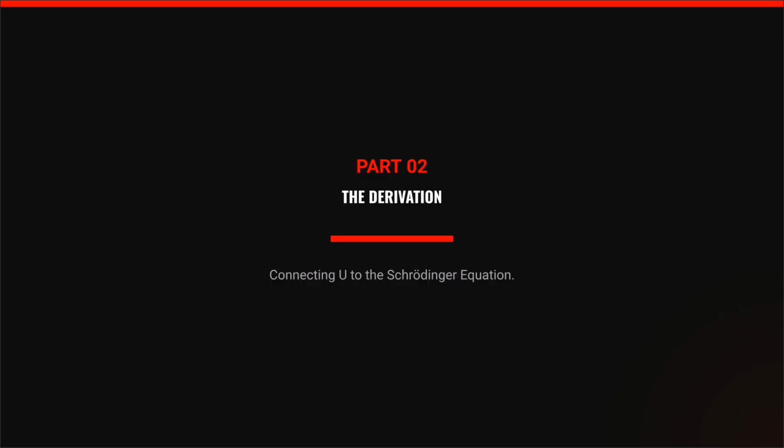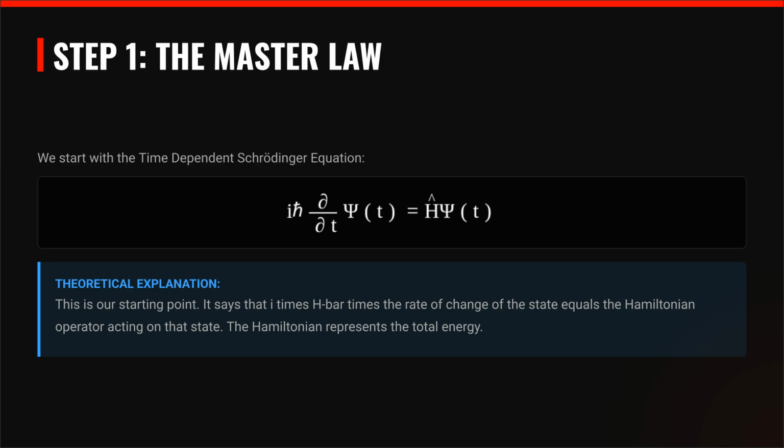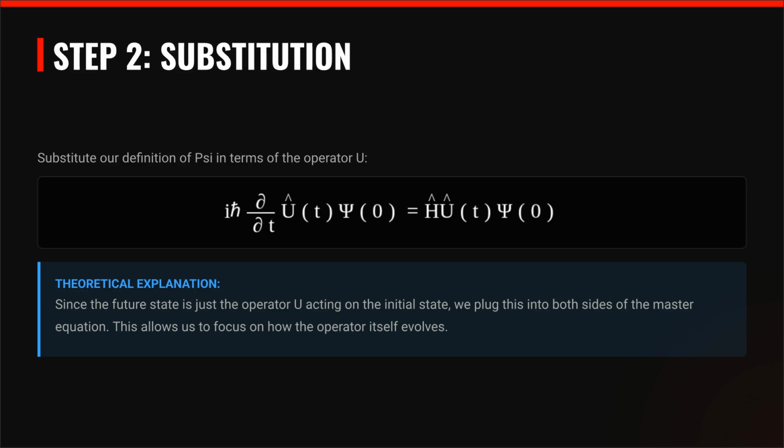We move on to part 02, the derivation, where we connect the operator U to the Schrödinger equation. Step 1. The master law begins with the time-dependent Schrödinger equation. This equation shows that the rate of change of the state is proportional to the Hamiltonian, which represents the total energy. Step 2. Substitution involves plugging our definition of the future state, as U acting on the initial state, into both sides of the master equation. This helps us focus on the operator's evolution.